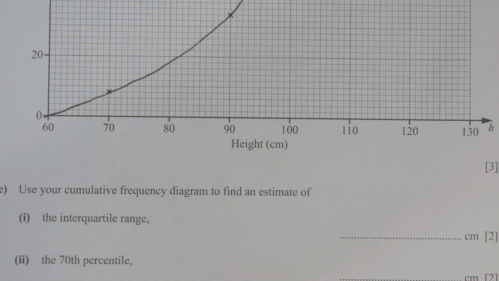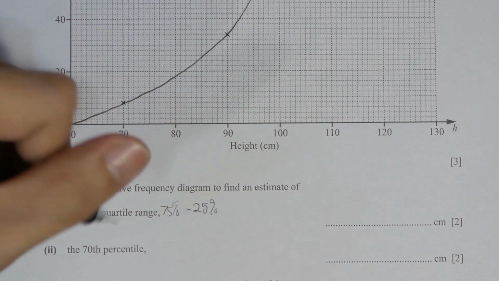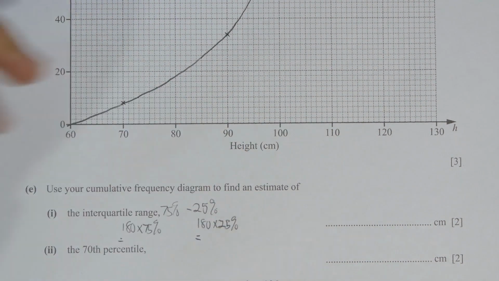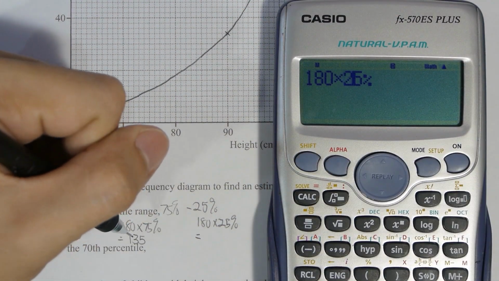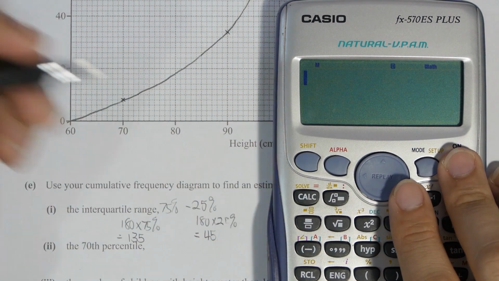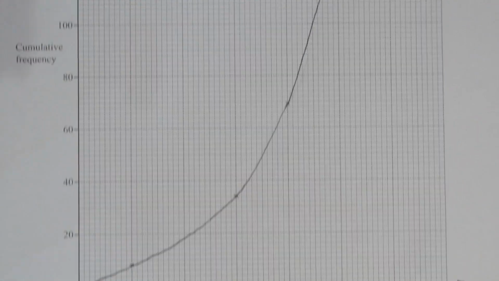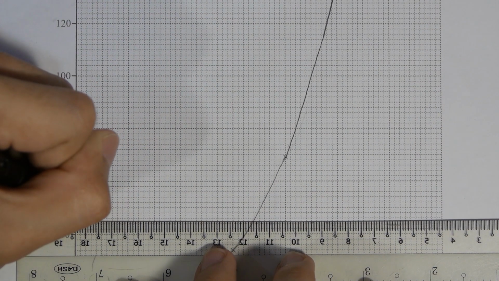So for part E, number 1, interquartile range. So it's 75% minus 25%. So for 75%, when we drew it down, its value is 110, whereby for the 25%, its value is 94. Hence the difference here will be 16.